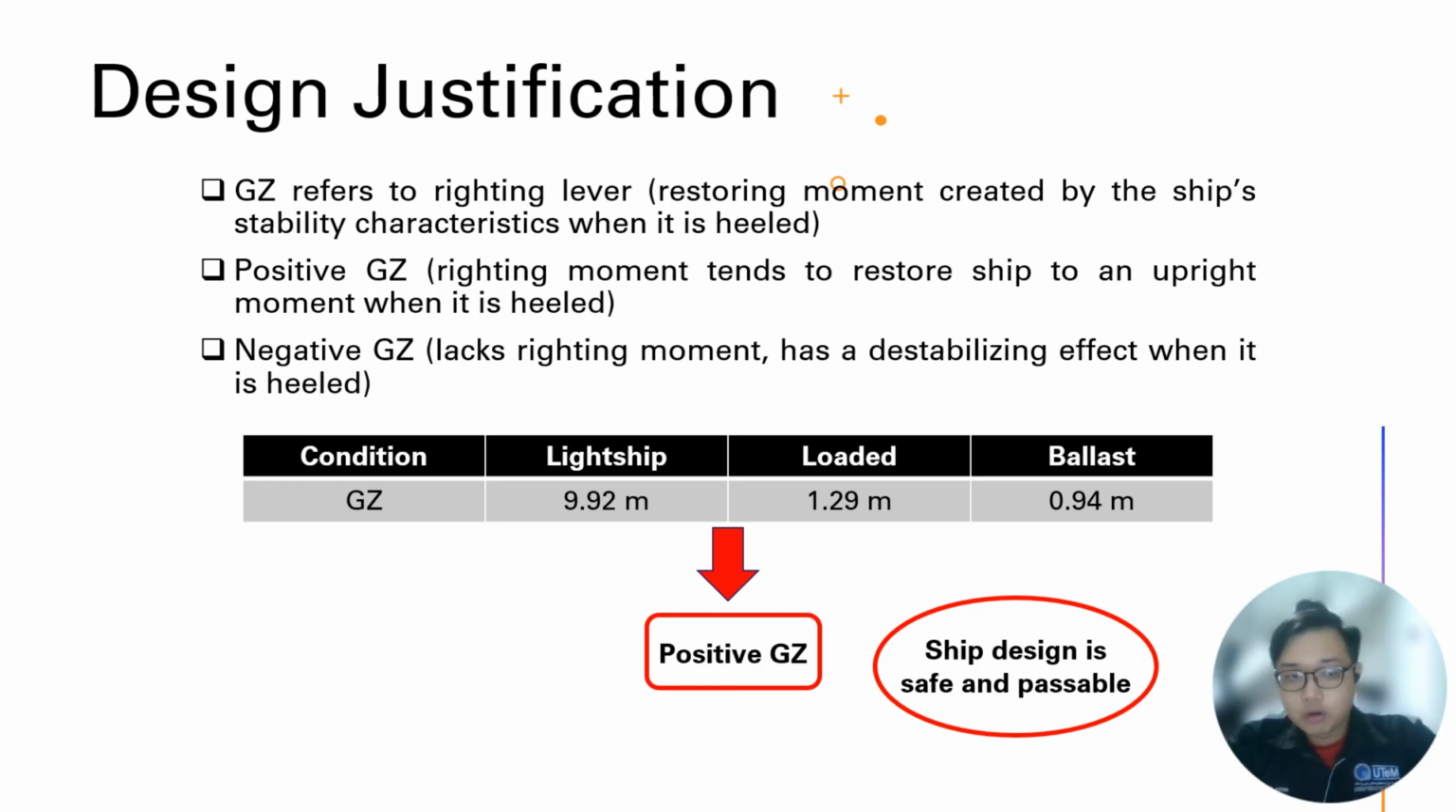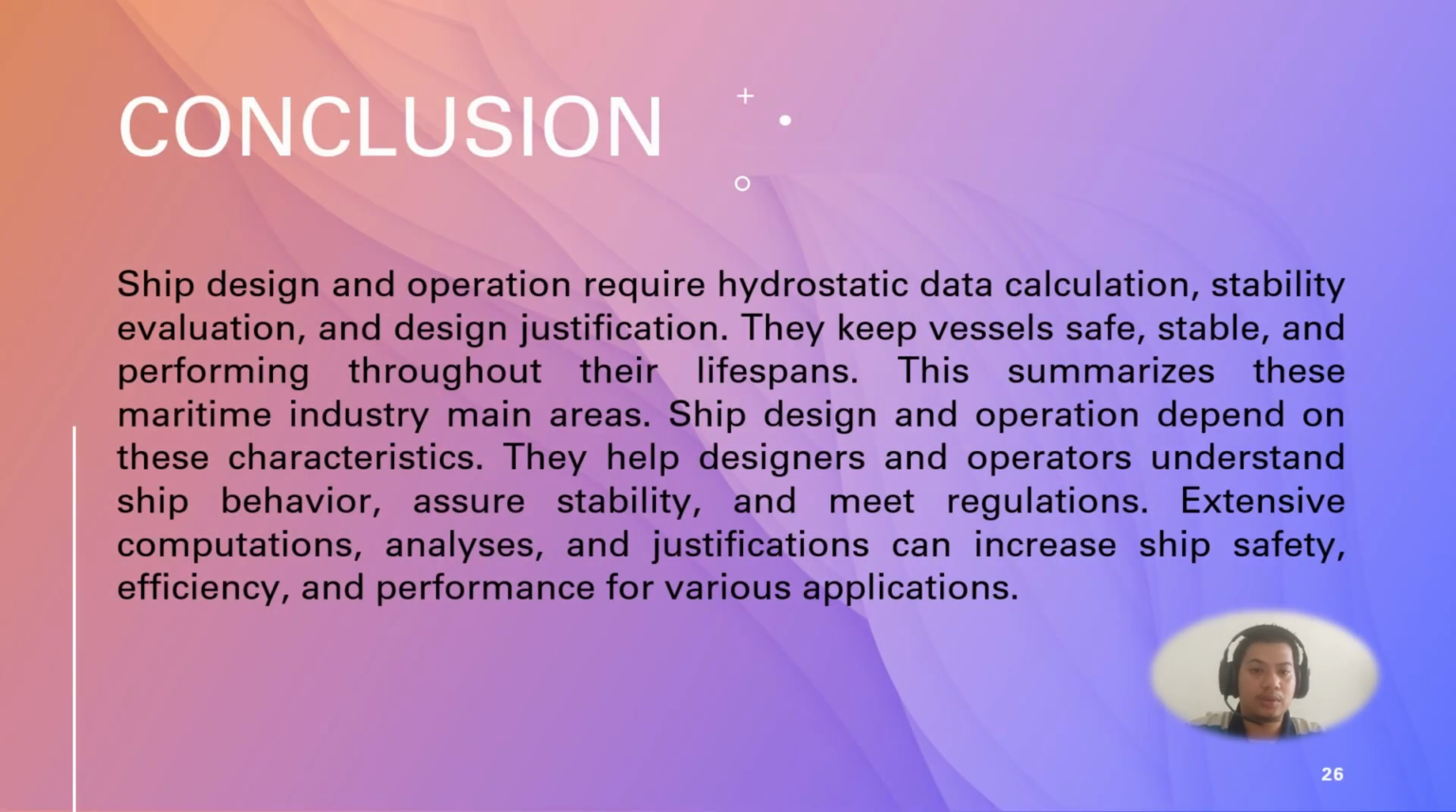So we got three conditions. The light ship GZ value is 9.92 meters, the loaded GZ value is 1.29 meters, while the ballast is 0.94 meters. So we can see that all the GZ values are positive, and we can consider the ship design is safe and possible. So we continue.